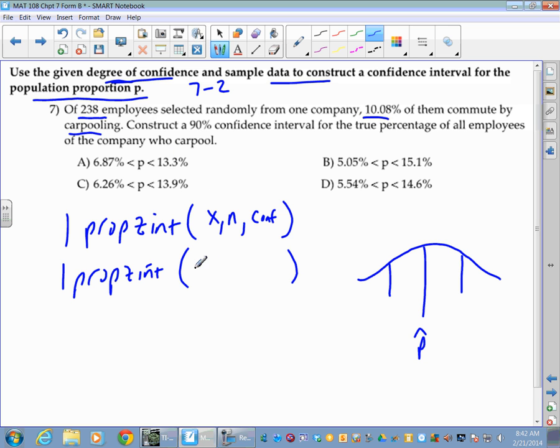How'd you get 24? Right. Remember, N times P equals X. We had that earlier. So we took 238 times 0.1008. That equals, I don't know, 23 and some change. You have to round it up to 24. N is going to be 238. Our confidence level is 0.90.